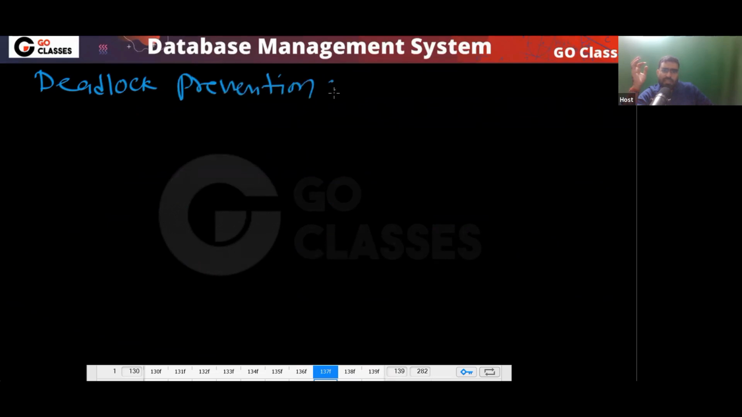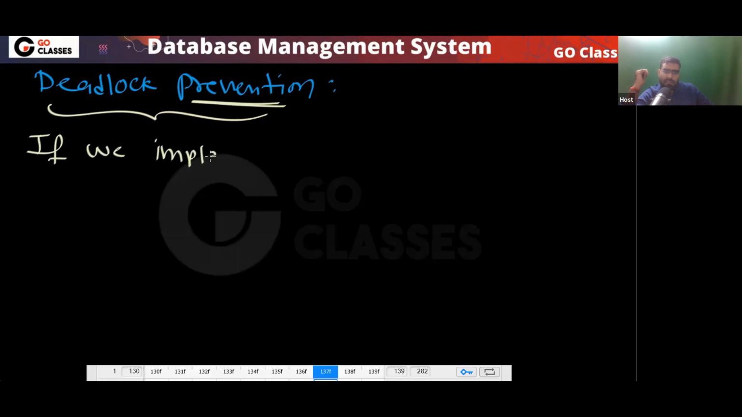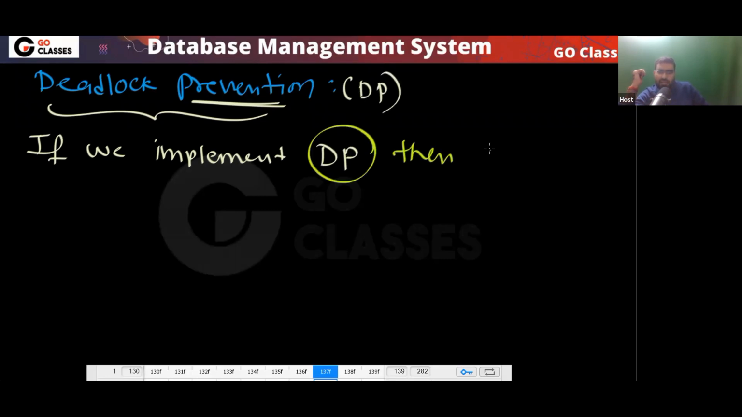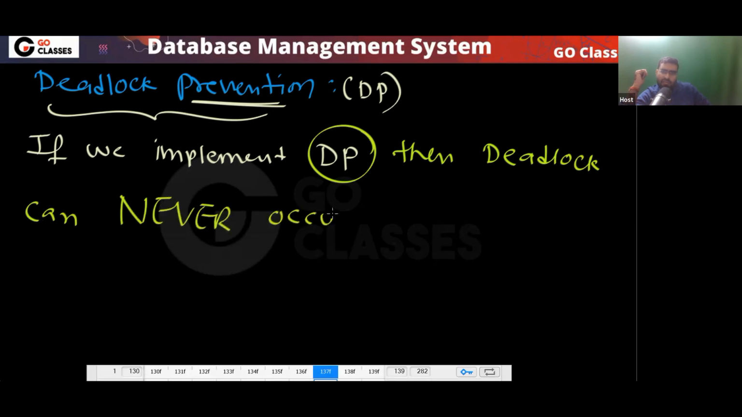Deadlock prevention says that if you implement this, then deadlock will never happen and you will never have to check again. This is the benefit. If we implement deadlock prevention, let me call it DP, then deadlock can never occur. First of all, that is the point. Deadlock will never be possible. And you don't have to do anything other than this.